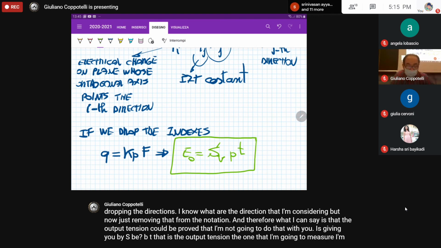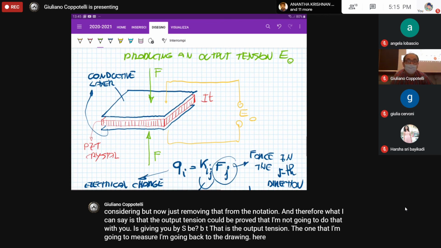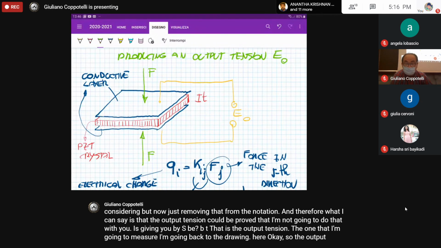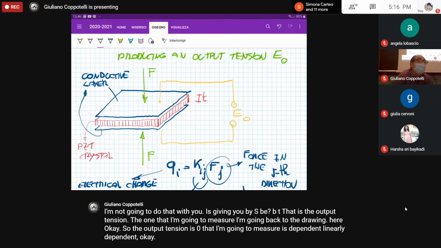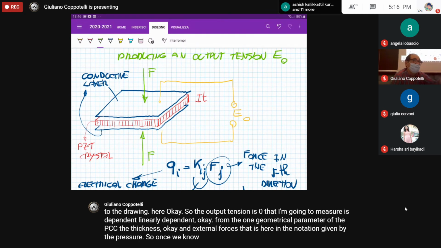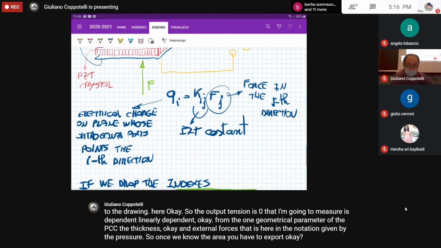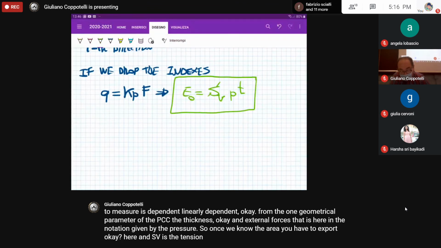I'm going back to the drawing here. So the output tension E0 that I'm going to measure is linearly dependent on the one geometrical parameter of the PZT, the thickness, and external forces. That is here in that notation given by the pressure. So once we know the area, you have the force as well. And S_V is the tension sensitivity.